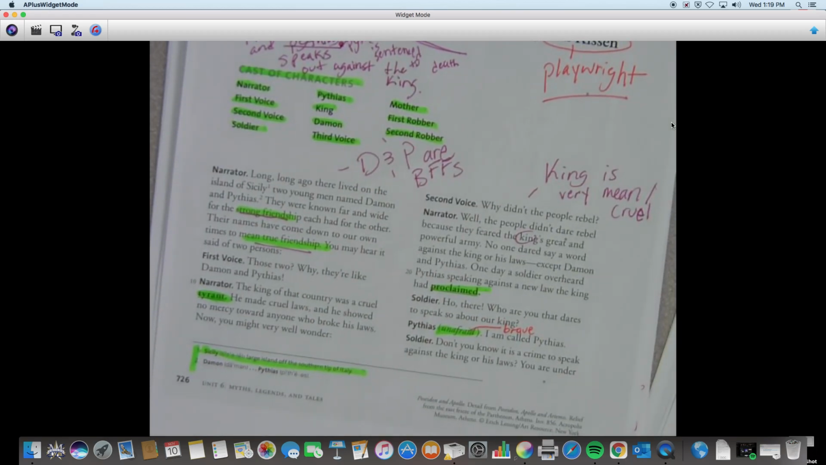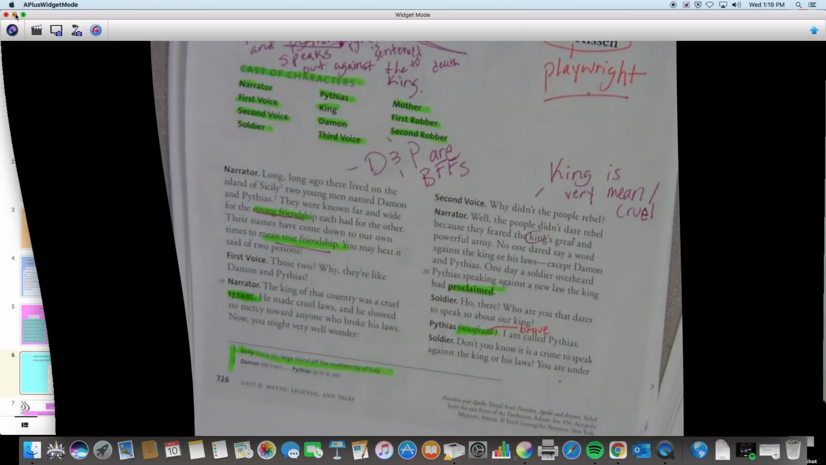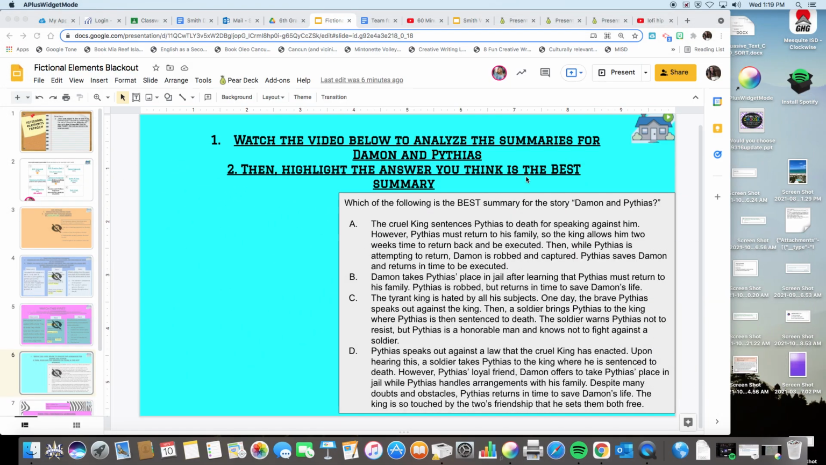So now what we're going to do is look at our answer choices on this slide, and make sure that, because these are summaries, our summaries are in order and have all of those most important parts. So let's look at A. Again, the question is, which of the following is the best summary for the story Damon and Pythias?